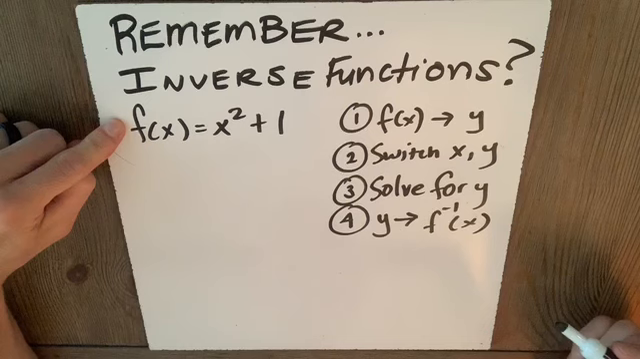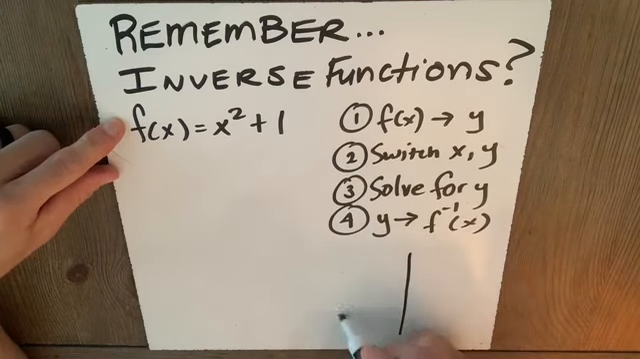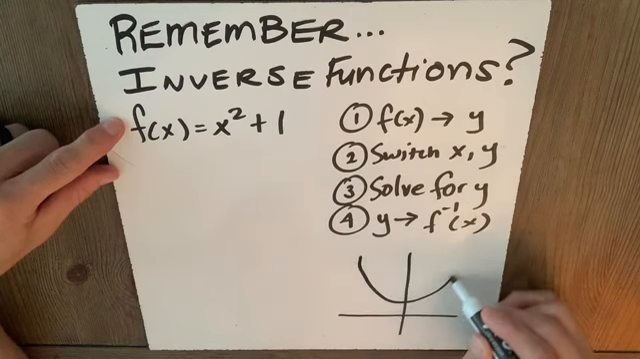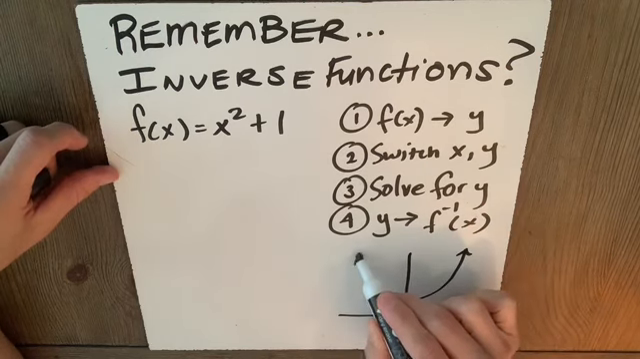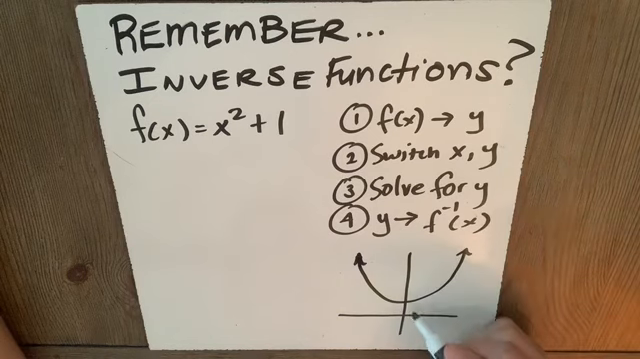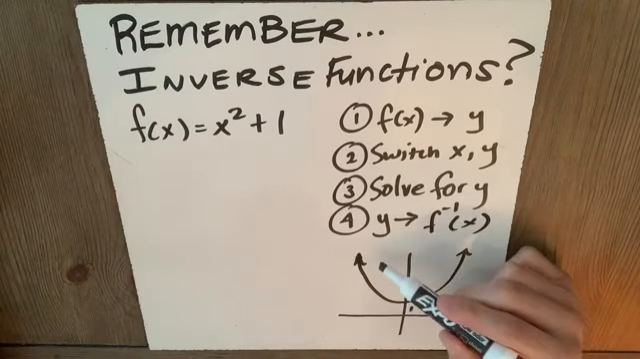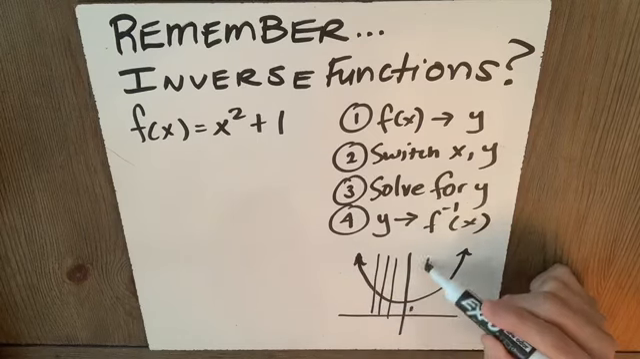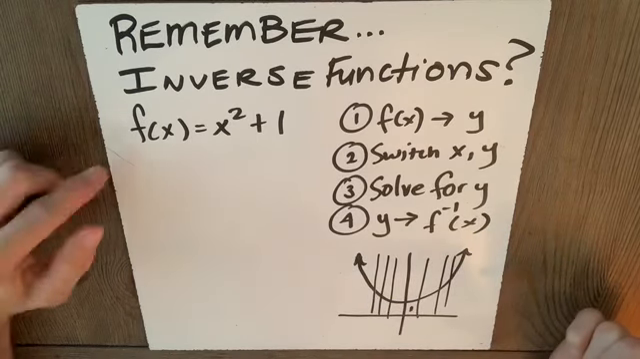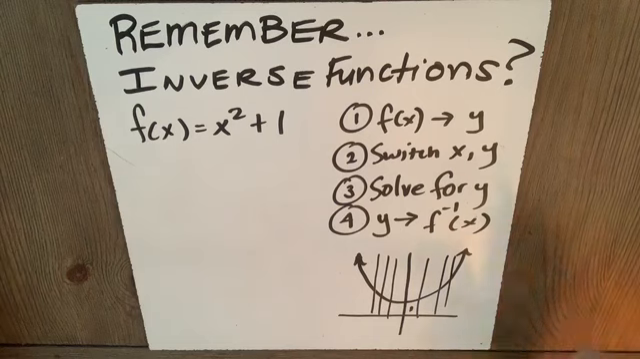So if we are given f of x equals x squared plus 1, well, is that a function? Here's what it looks like. It's our y equals x squared function, but moved up 1. Does this pass the vertical line test? Sure it does. So it is a function. We can use functional notation.